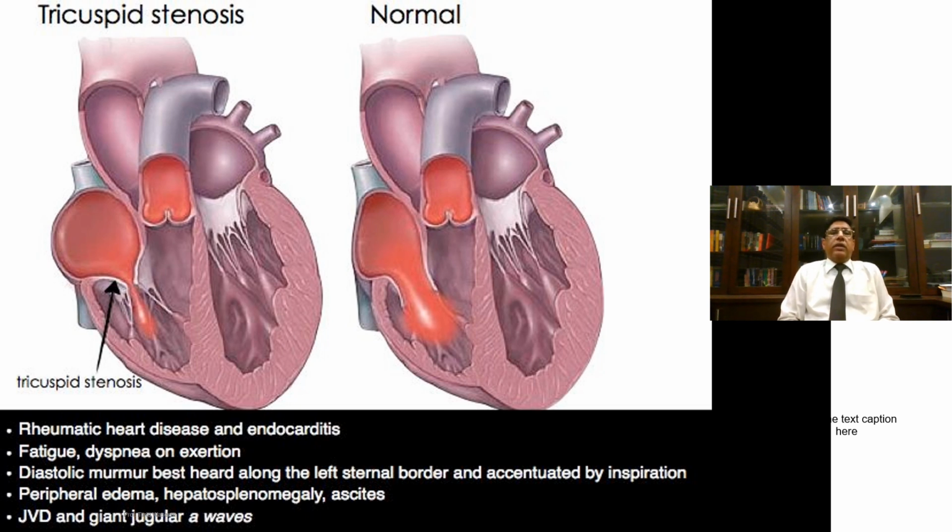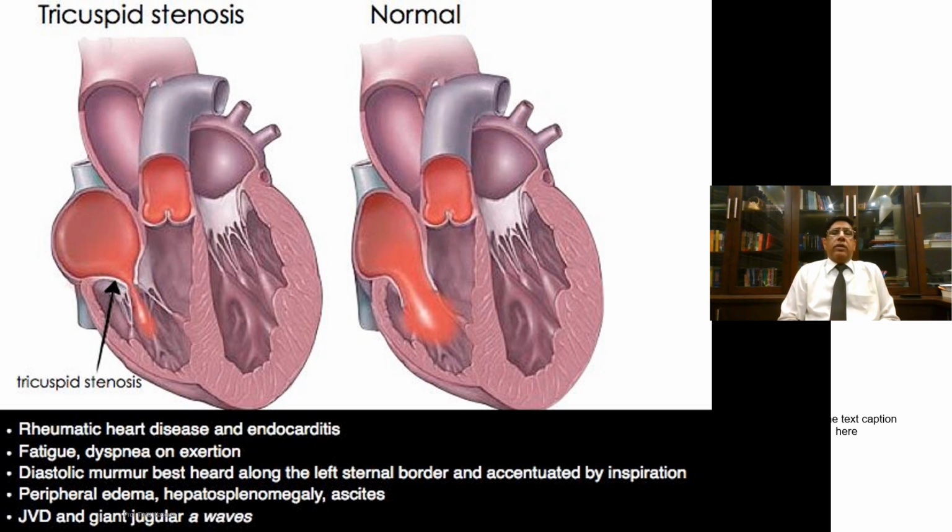But if you look at the right side of your screen, you see a stenosed tricuspid valve. Now, this stenosed tricuspid valve would lead to less blood flowing from the right atrium to the right ventricle. Of course, that would lead to reduced cardiac output from the right side of the heart, less blood going to the lungs for oxygenation, and the patient would feel some fatigue and other symptoms.